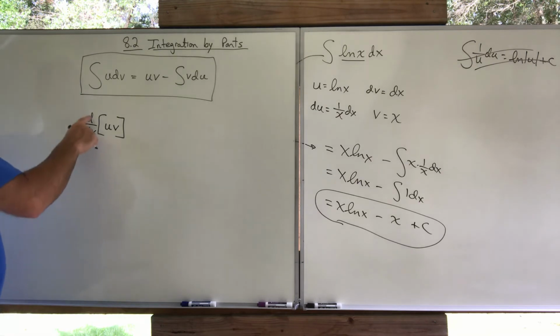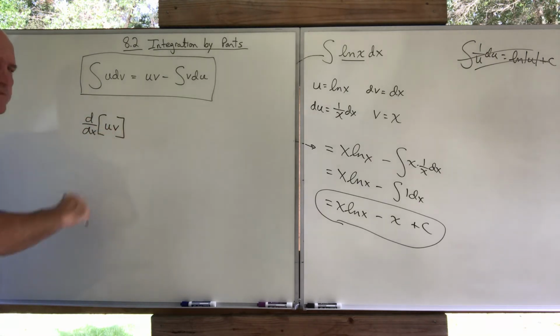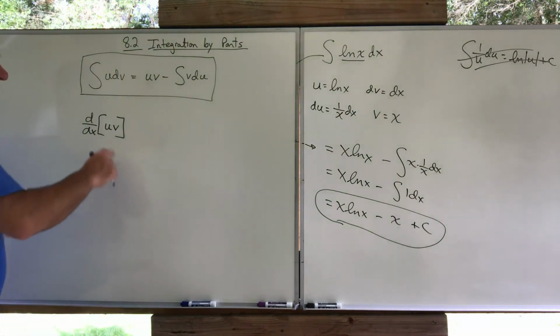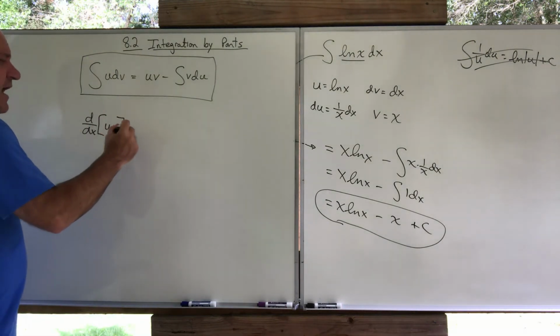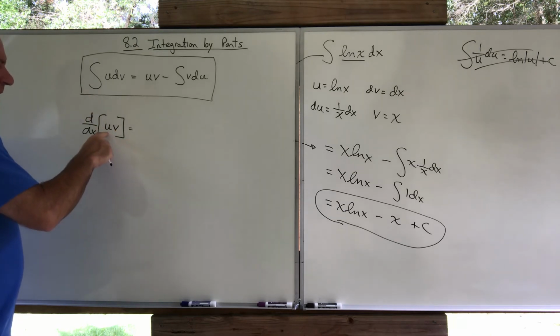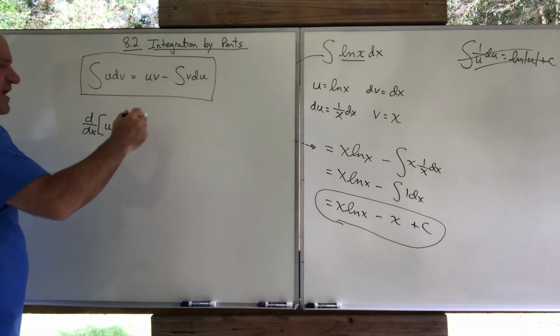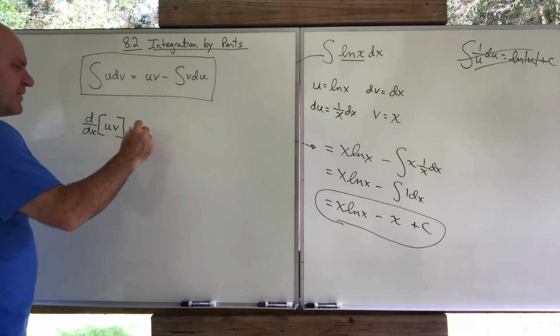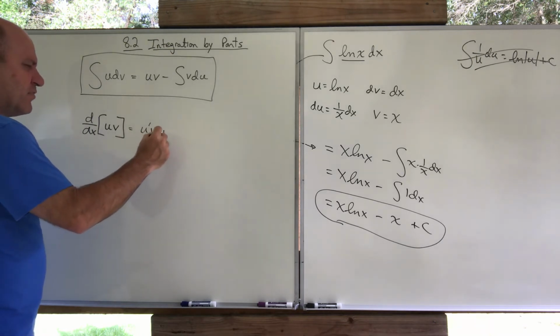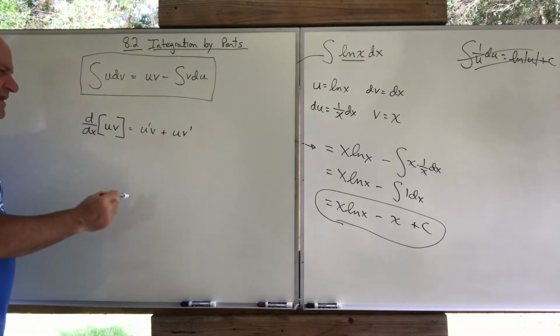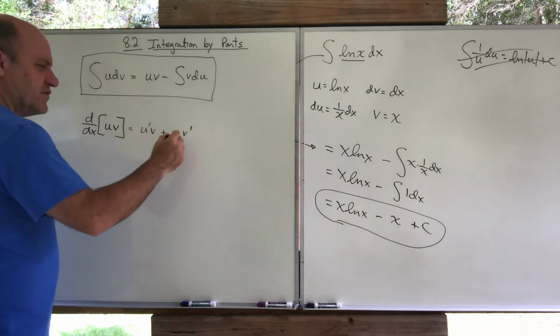So if I have the derivative of a product, u times v, and I'm thinking of u as a function of x and v as a function of x, I'm doing a product. What is the old product rule for derivatives? This is back in chapter 3. You take the derivative of the first times the second, plus write down the first and take the derivative of the second. u prime v plus u v prime.